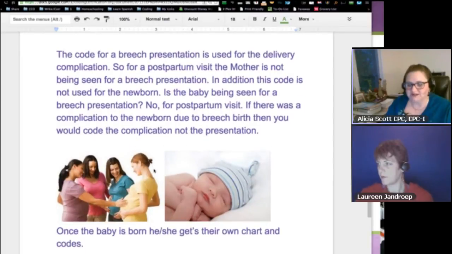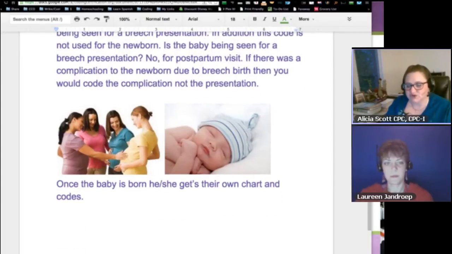If there was a complication to the newborn due to a breech birth, then you would code the complication, not the presentation. And I know it's hard when you're thinking, well, it's a breech birth, so we need to make a note of that. Well, no, it's in the record. So that's why it's probably being denied. It is a code that is only used while inpatient at the delivery time.